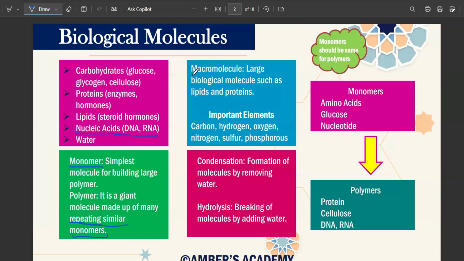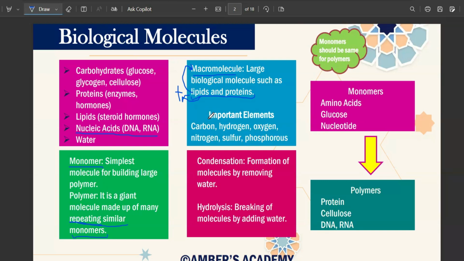Now, moving towards macromolecule, macro means large, and molecules, obviously it means biological molecules. So large biological molecules such as lipids and proteins. Okay? So for now, just remember the fact that lipids are not polymers. Lipids are not polymers, rather lipids are macromolecules. And there's a reasoning that why I'm calling lipids as macromolecules and why I'm not calling lipids as polymer.